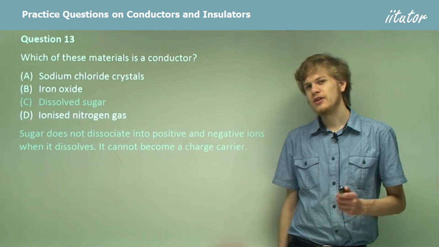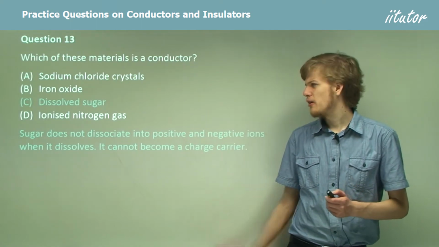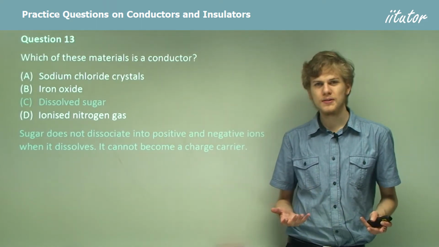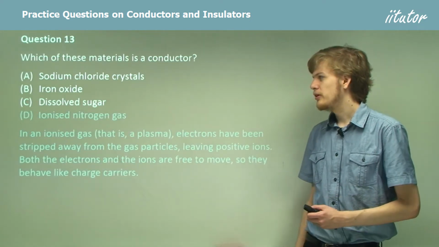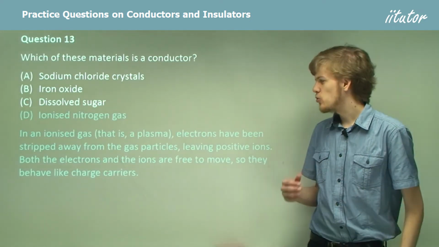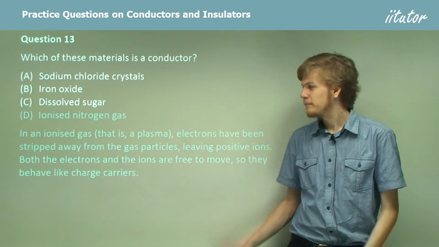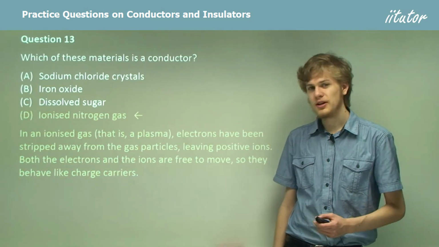The last option then is ionized nitrogen gas. But hang on, I thought gas couldn't be a conductor. Well, if we ionize it, we can stop calling it ionized gas and start calling it plasma, if we like. So D is the correct answer.